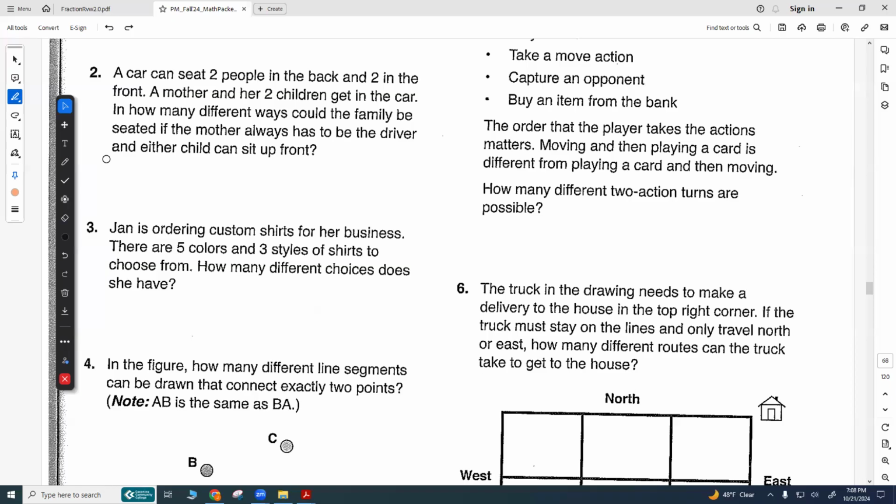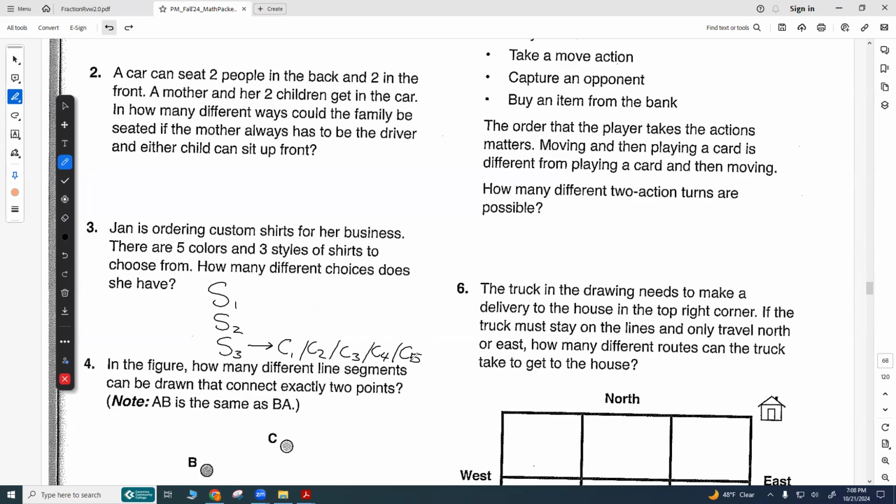So really we just think about style and color, right? Style 1, style 2, style 3, and then for each we have color 1, color 2. So for each style, we have 5 colors. If we have 3 styles, then how many total choices do we have? 15. There we go.